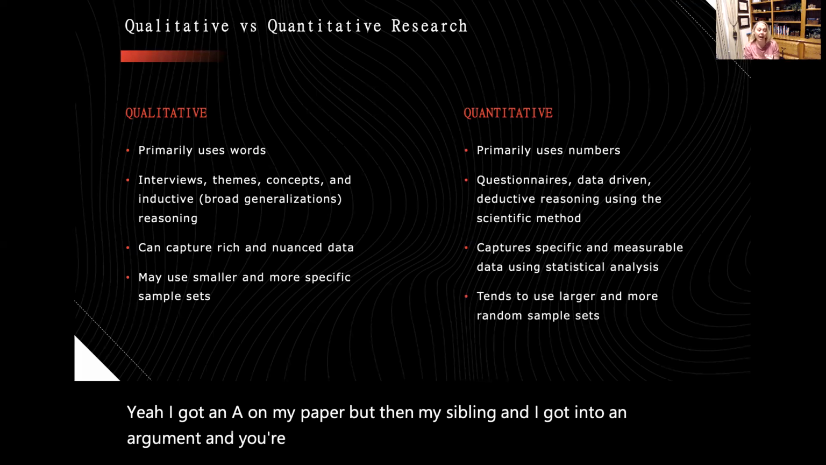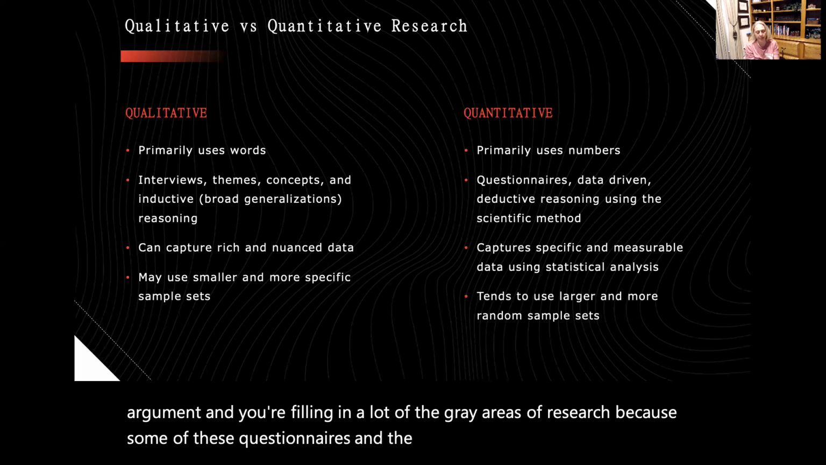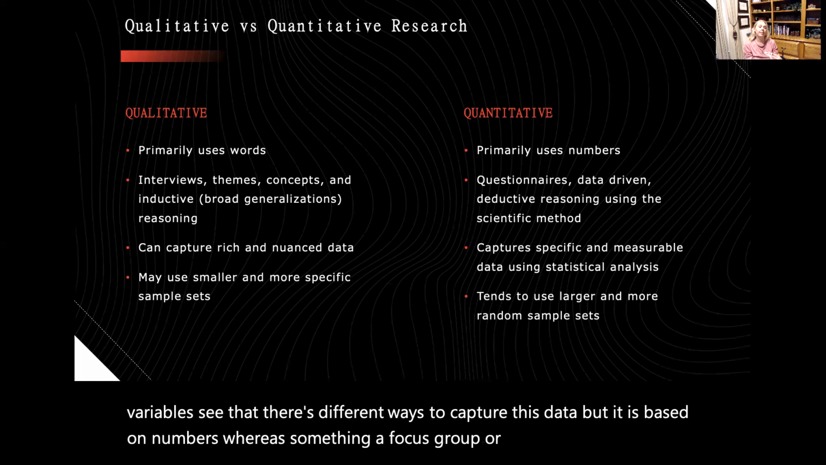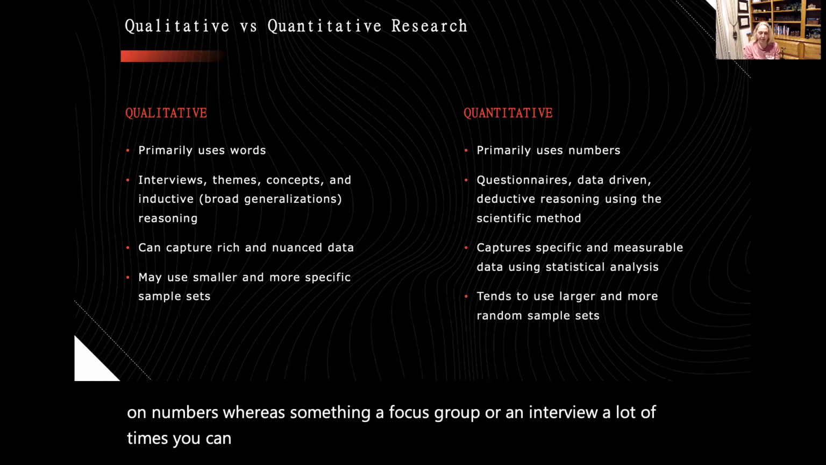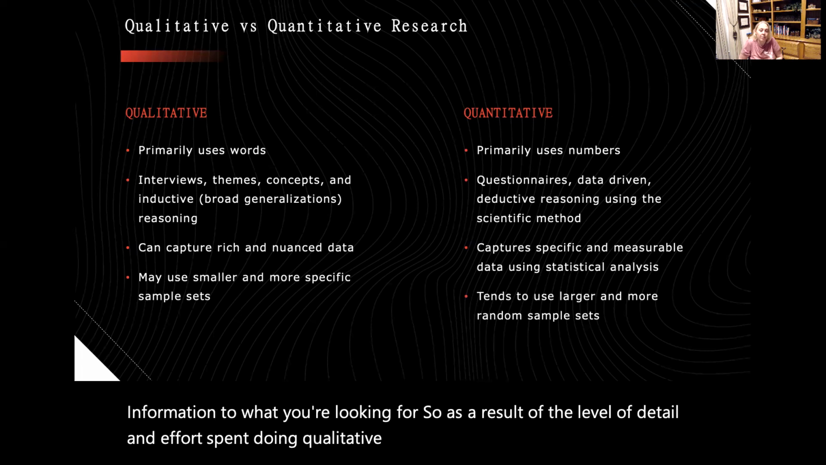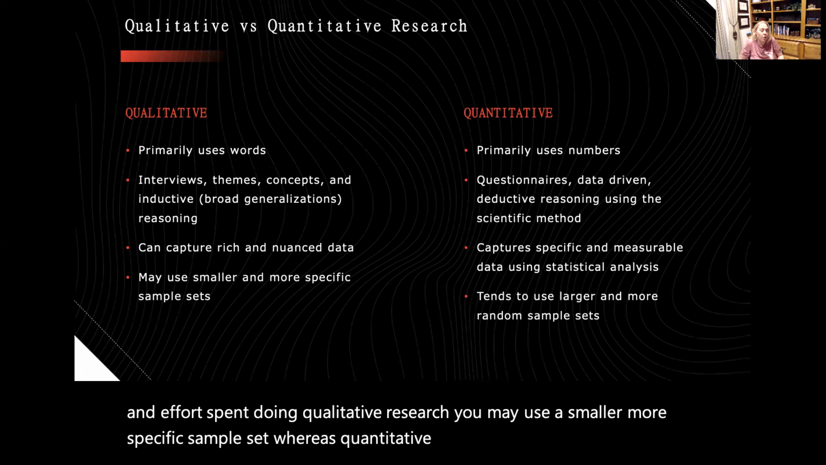in a lot of the gray areas of research, because some of these questionnaires and the data driven, and when we talk about variables, see that there's different ways to capture this data, but it is based on numbers, whereas something like a focus group or an interview, a lot of times you can get much more in-depth information, much richer and more specific information to what you're looking for. So as a result of the level of detail and effort spent doing qualitative research, you may use a smaller, more specific sample set, whereas quantitative data can be larger and much more random.